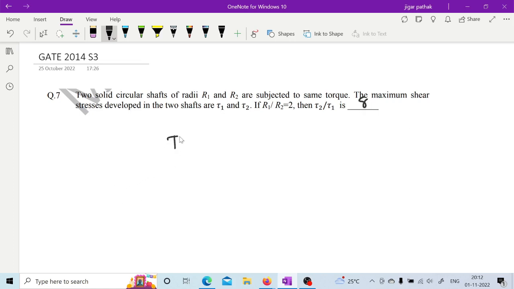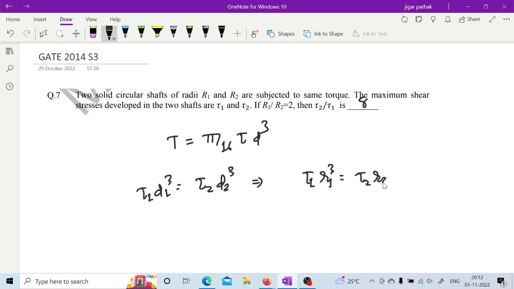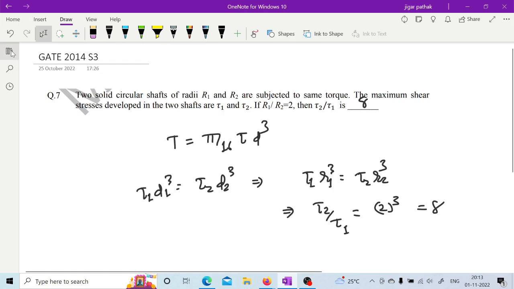Because see, T is equal to pi by 16 tau d cube, right? So as we have earlier seen, tau 1 d1 cube is equal to tau 2 d2 cube. So from this, tau 1 r1 cube is also equal to tau 2 r2 cube. And from this, tau 2 by tau 1 is r1 by r2, that is 2 cube, which is equal to 8. Okay.